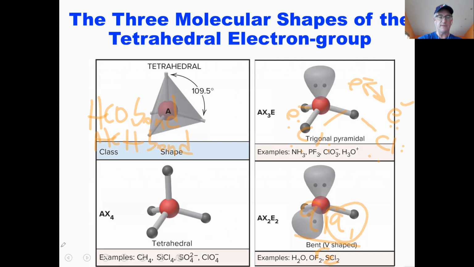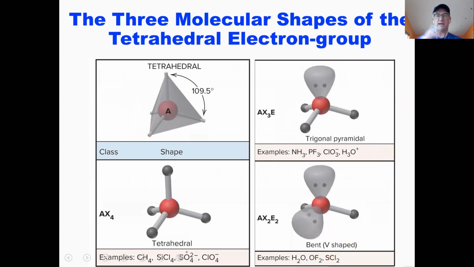Anyway, here are some more advanced shapes. These are the tetrahedral shapes, the four groups, and there are three basic shapes we'll get. The classic tetrahedral shape you will see when you have complete symmetry. So you'll see something like CH4, methane. It's completely symmetrical all the way around. Or silicon tetrachloride, or anything that basically gives you the same structure all the way around.